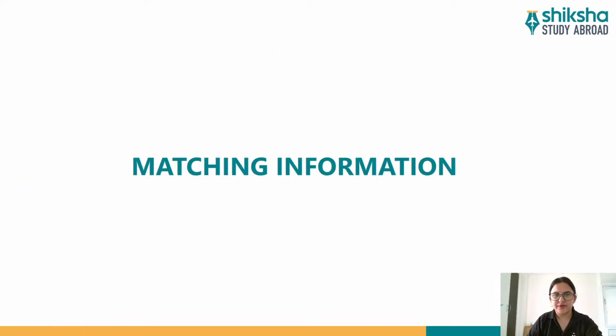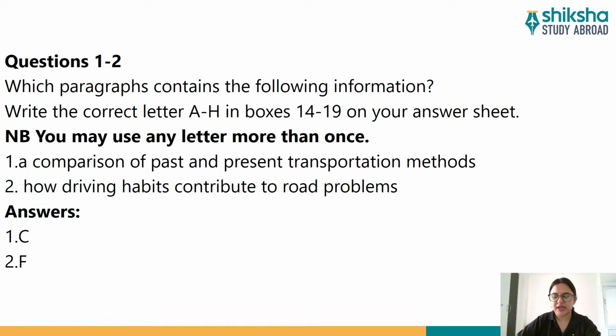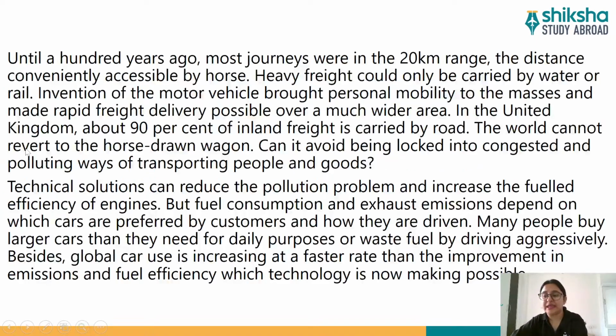All right, coming to another kind of question, which is matching information. So let's see, what do we have in matching information? Again, a sample passage with 2 paragraphs and questions 1 and 2 here. Note again that you may use any letter more than once. First is a comparison of past and present transportation methods. Now, the answer to this is C. And how driving habits contribute to road problems? Answer is F. This is how you have to write the answer for matching information.